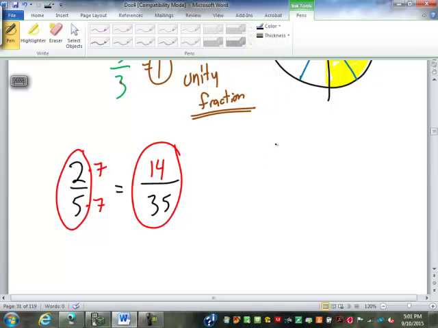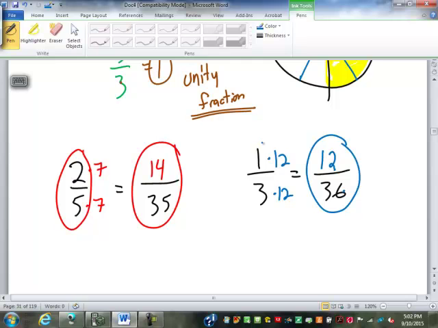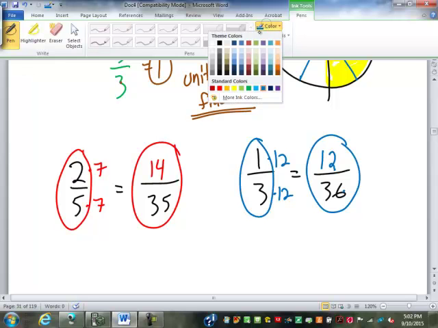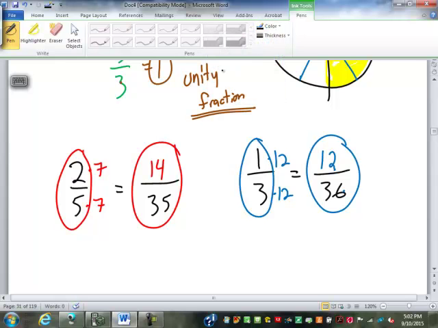So if I have 1/3 and I want to change it into 36ths, what's this going to become up here? 12. Because 3 times 12 is 36. I have to do the 1 times 12 to get 12. 12/36 and 1/3 have exactly the same value.